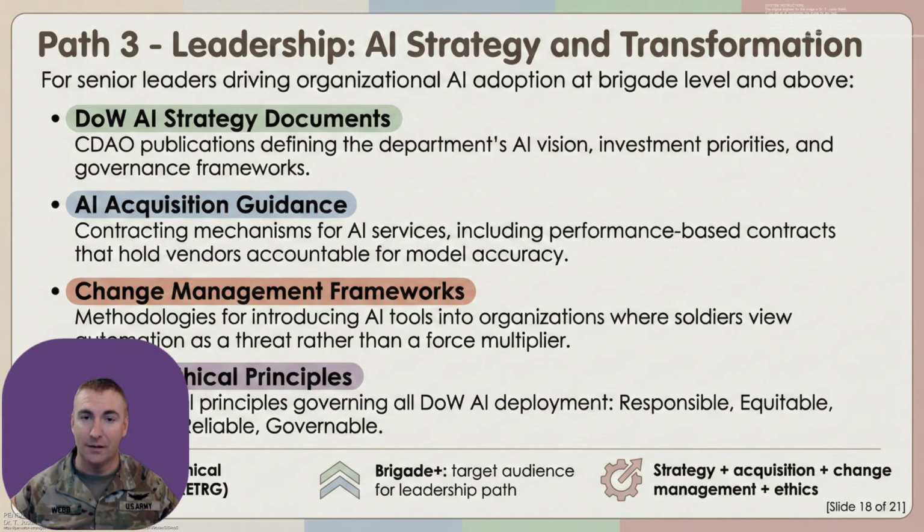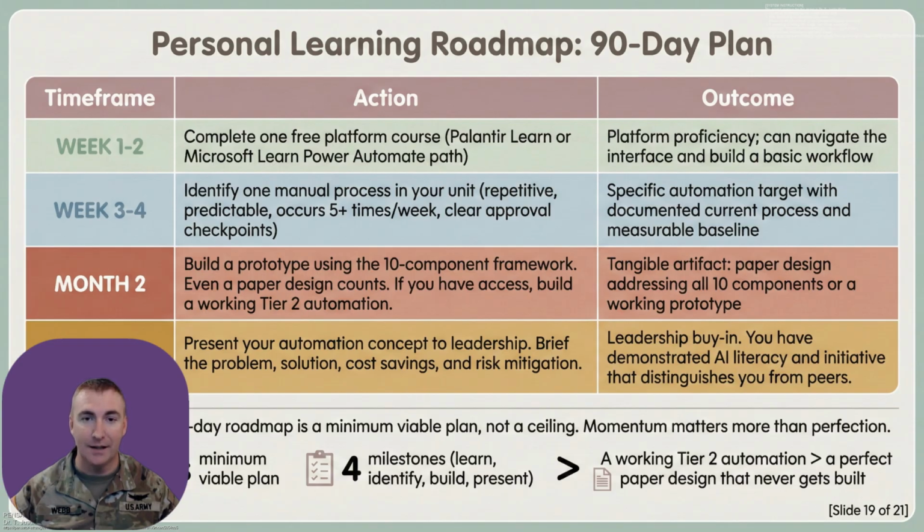Whichever path you choose, you need a plan. If you had 90 days, which path would you choose? Here is a minimum viable plan. Weeks 1 and 2, complete 1 free platform course. Weeks 3 and 4, identify 1 manual process in your unit that is repetitive, predictable, and happens more than 5 times per week. Month 2, build a prototype using the 10-component framework. Even a paper design counts. Month 3, brief your leadership on the problem, your solution, and the cost savings.